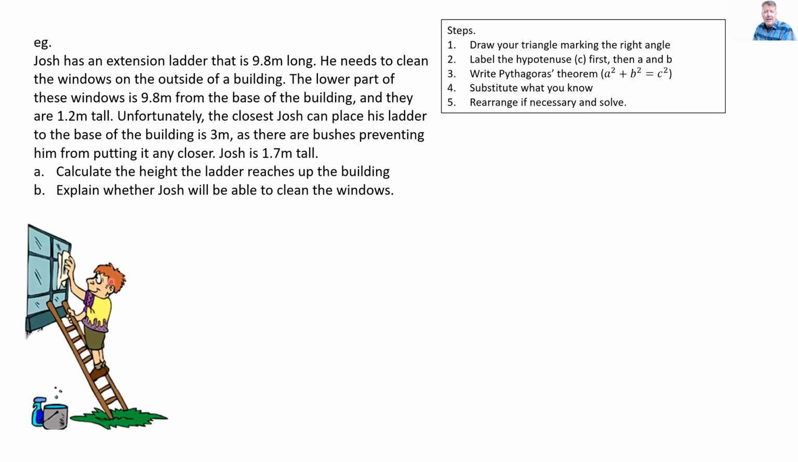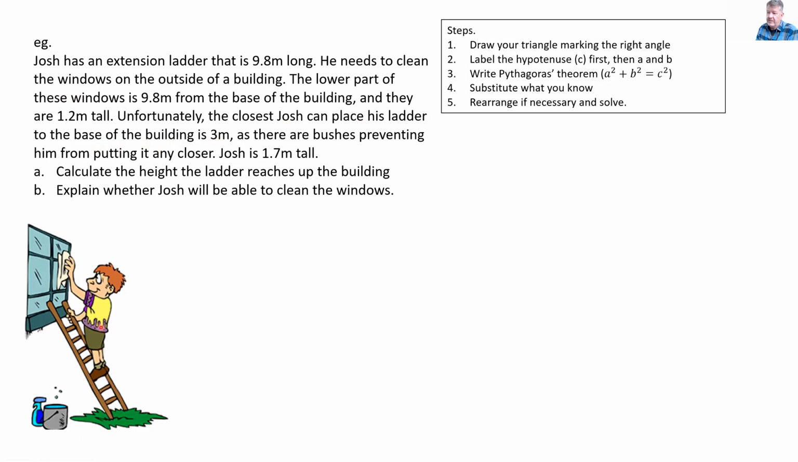All righty, here we go. Josh has an extension ladder that is 9.8 meters long. He needs to clean the windows on the outside of a building. The lower part of these windows is 9.8 meters from the base of the building, and they are 1.2 meters tall. Unfortunately, the closest Josh can place his ladder to the base of the building is 3 meters.